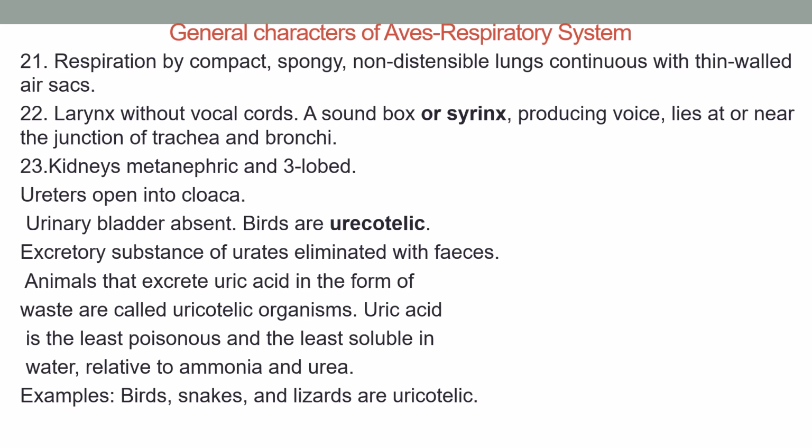The respiratory system in aves is compact, spongy, with the help of non-distensible lungs, and continues with the thin-walled air sacs. The larynx is without vocal cords. The sound box or syrinx producing voice lies near the junction of the trachea and bronchi.